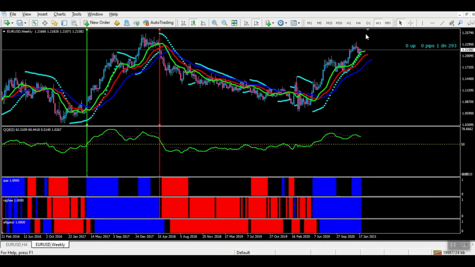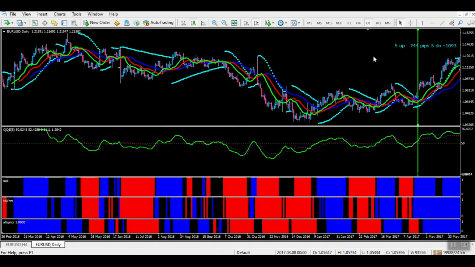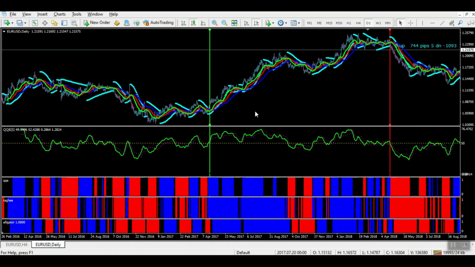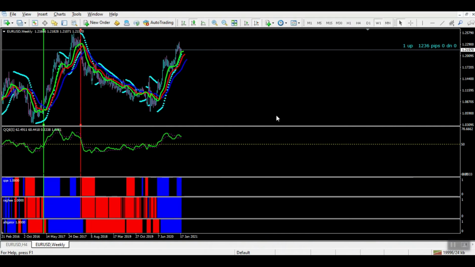Now let's see what we got. 5 up and 7. That's bound to be 740. Yeah, 744 pips. I moved that blue line, green line this time just so I could make sure there wasn't a 1 under it. And that's a daily. Now I don't have enough. This is 2017. I don't have enough 4-hour data to move back there, but the 4-hour would be massive as far as that.